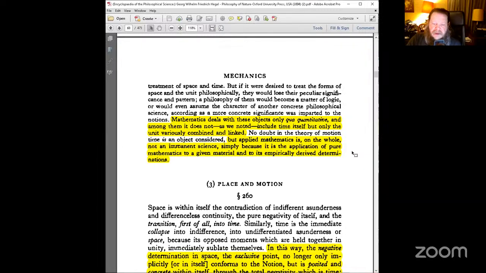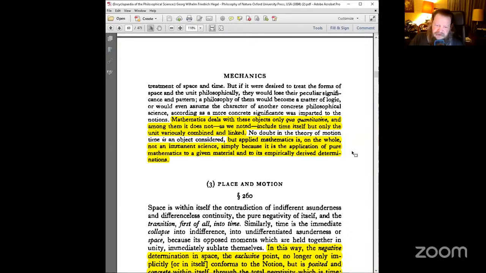And he kind of ends by talking about how mathematics deals with these objects only quantitatively. And among them, it does not, as we noted, include time itself, but only the unit variously combined and linked. But applied mathematics is, on the whole, not an immanent science, simply because it is the application of pure mathematics to a given material, matter, and to its empirically derived determinations.